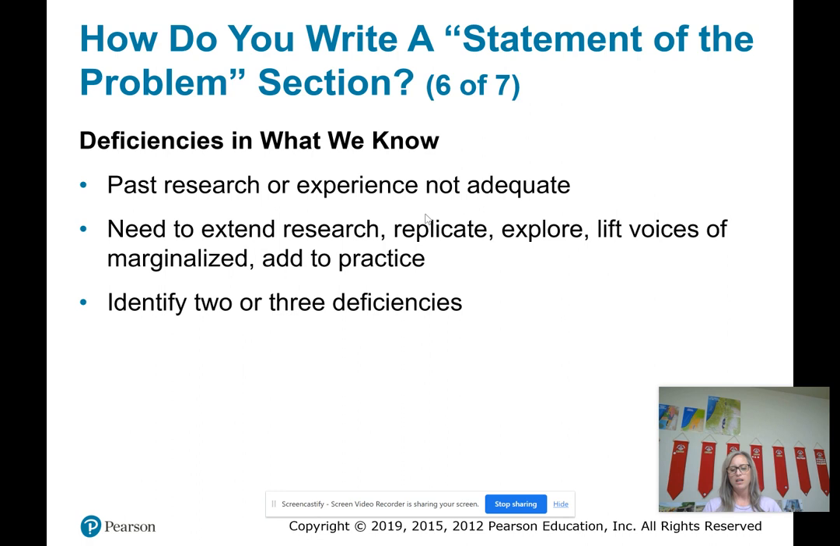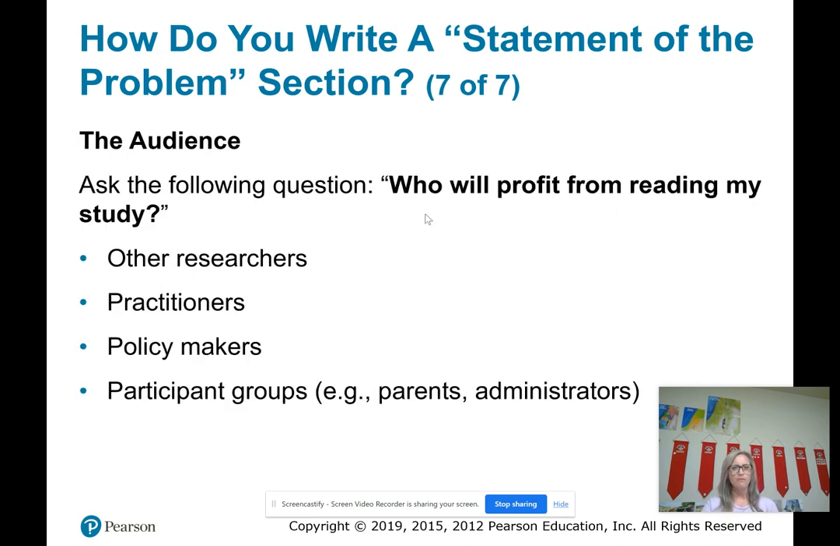Okay. And I want you to get used to writing it like that. That way I can see you're not skipping any components of your statement of the problem section, that you're hitting every single one of those, and I can help you with that. In other research articles, you can just put it all together in one paragraph, and that's fine. But for this part of our research study, I want you to break it down into 5 paragraphs, okay? Okie dokie. So your final aspect of writing this section is your audience. So who's going to profit from reading this, okay?